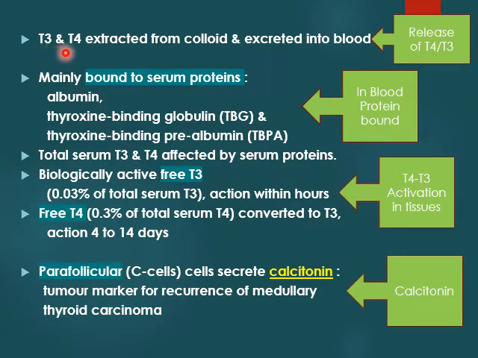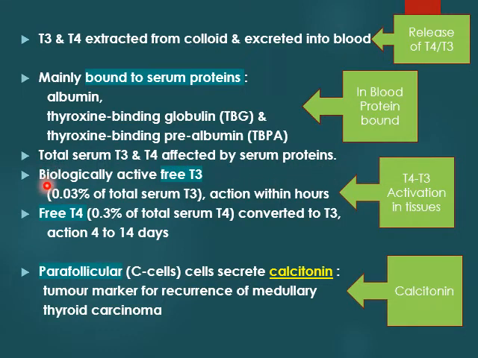The T3 and T4 are extracted from the colloid and excreted into the blood, as I said, and in the blood are mainly bound to serum proteins. These proteins include albumin, thyroxine binding globulin, TBG, and thyroxine binding prealbumin, TBPA. So these are the proteins that carry the thyroxine T3 and T4 throughout the body. The total serum T3 and T4 are affected, therefore, by serum protein levels.